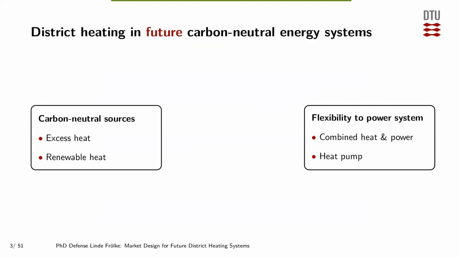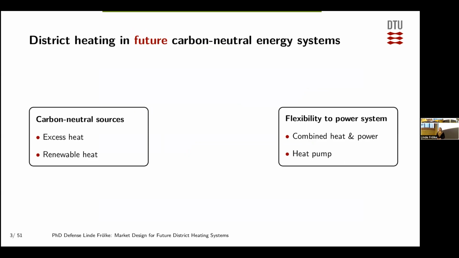District heating is expected to play an important role in future carbon neutral energy systems, and that's for two main reasons. The first one is that district heating can help to integrate certain types of carbon neutral heat sources that are not suitable for individual heating. Those include, for example, excess heat, that is a byproduct from some other process, or also renewable heat, such as solar heat and geothermal heat.